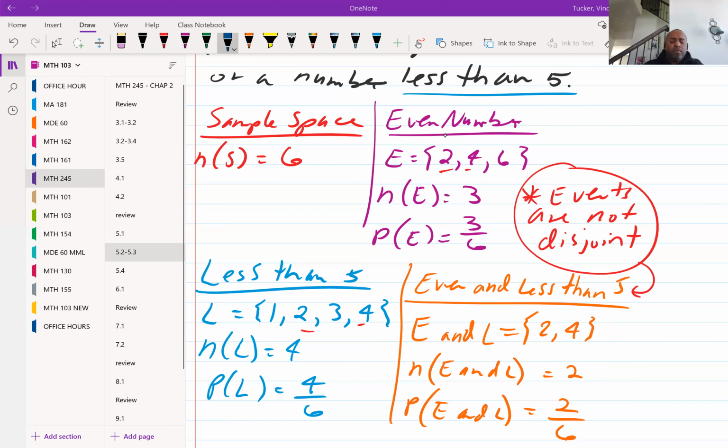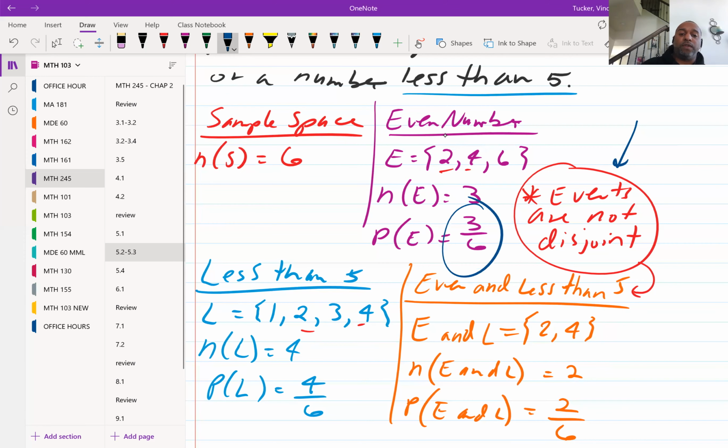All right. So now looking at the orange, we're talking about being even and less than 5. Notice I wrote right here in red that the events are not disjoint. The events are not mutually exclusive. Remember, disjoint and mutually exclusive are the same thing. So that means they have something in common. We have 2 and 4 that are even numbers and 2 and 4 that are less than 5. Now, it's important that we consider what they have in common, because what you don't want to do is count 2 and 4 twice.